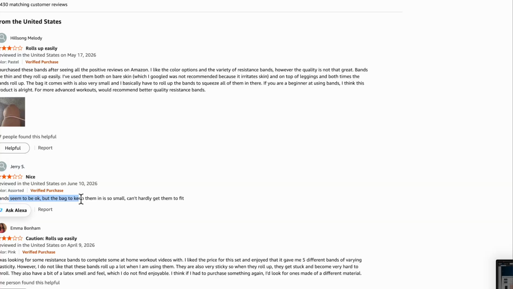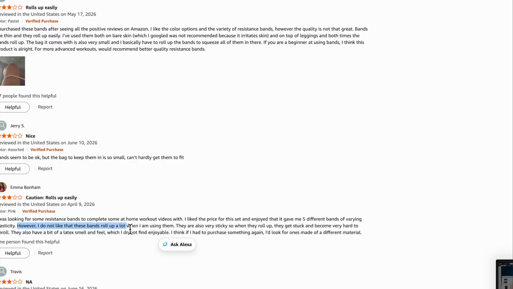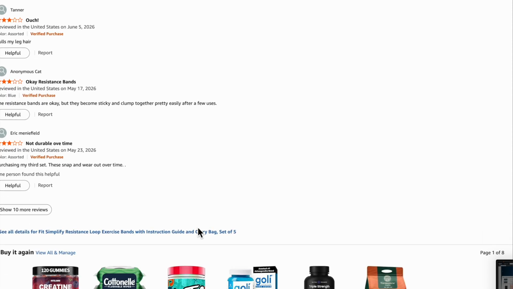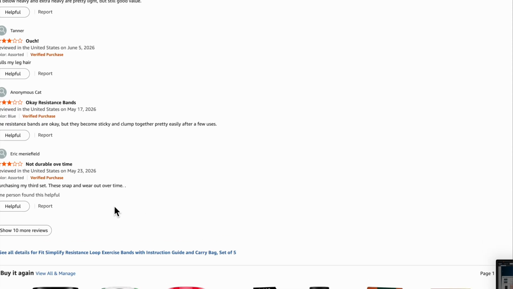Maybe everyone's saying that the bands are snapping after 3 months. Maybe they're saying that their packaging arrived damaged. Maybe they're saying that they wish there was an extra clip that came with the band so that they can hang it on their door, or a door frame, or a high surface or something of that nature. And those complaints, that's your product brief right there. That's your gap in the market where you can potentially look for ways to fill that gap.